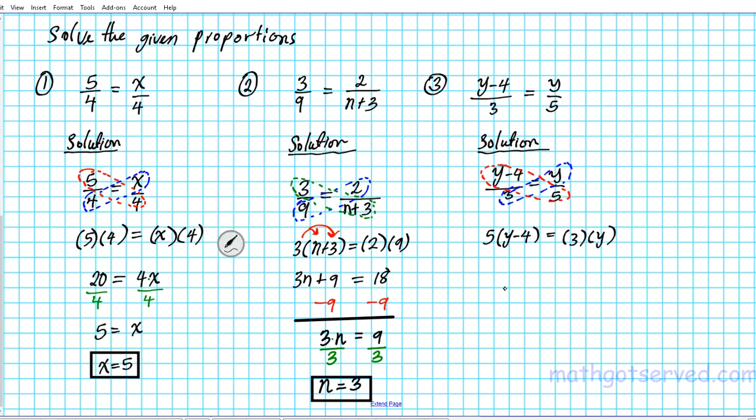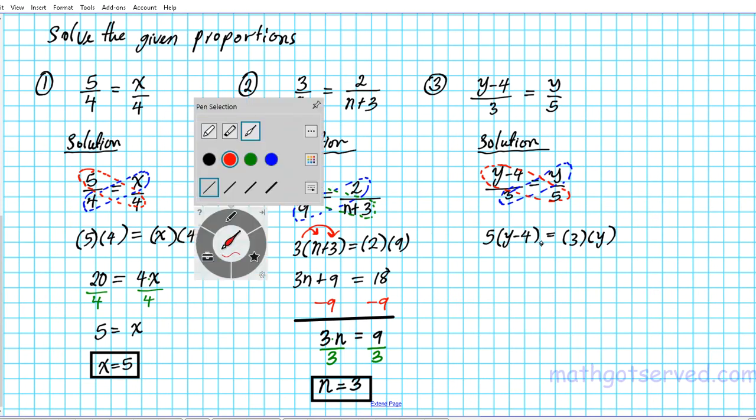Okay. Alright. Proceeding, let's simplify the left side. We have to distribute. We have this constant here and 2 terms in the parentheses, so we have to distribute like that, and that results in 5y minus 20. 3 times y is 3y.